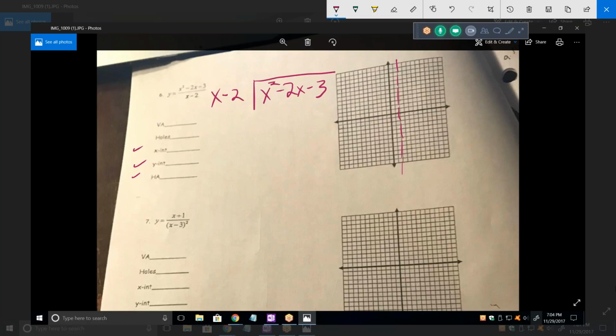Not sure we necessarily have to do it. I don't see any request for oblique asymptote, but that's what you got to do. Yeah, she taught us about that, so I think she just forgot to put it.